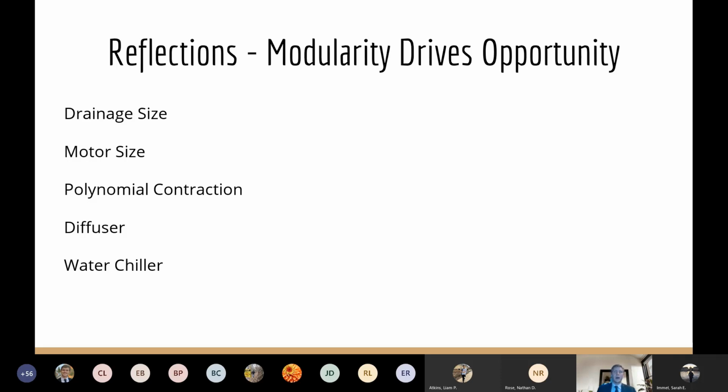A larger drain and more powerful motor may be fit to the flume to decrease drainage time and also to increase flow speed. Furthermore, the addition of a proper polynomial contraction and diffuser will decrease turbulence in the flow through the test section. That allows for more accurate fish swimming data to be collected. And lastly, the addition of a chiller will allow for more accurate temperature control of the water.